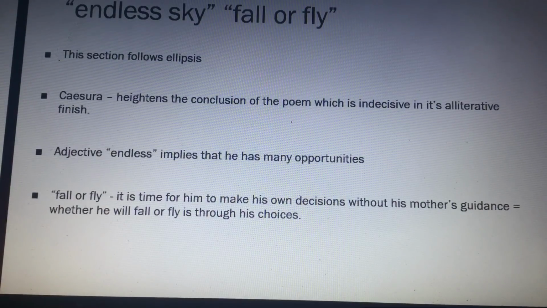Fall or fly, then we know it's time for him to make his own decisions without the mother. Whether he will fall or fly will be through his own choices. I suppose the rhyming couplet of sky and fly might suggest something positive, and the fact that we end with the rhyming couplet signifies their relationship.